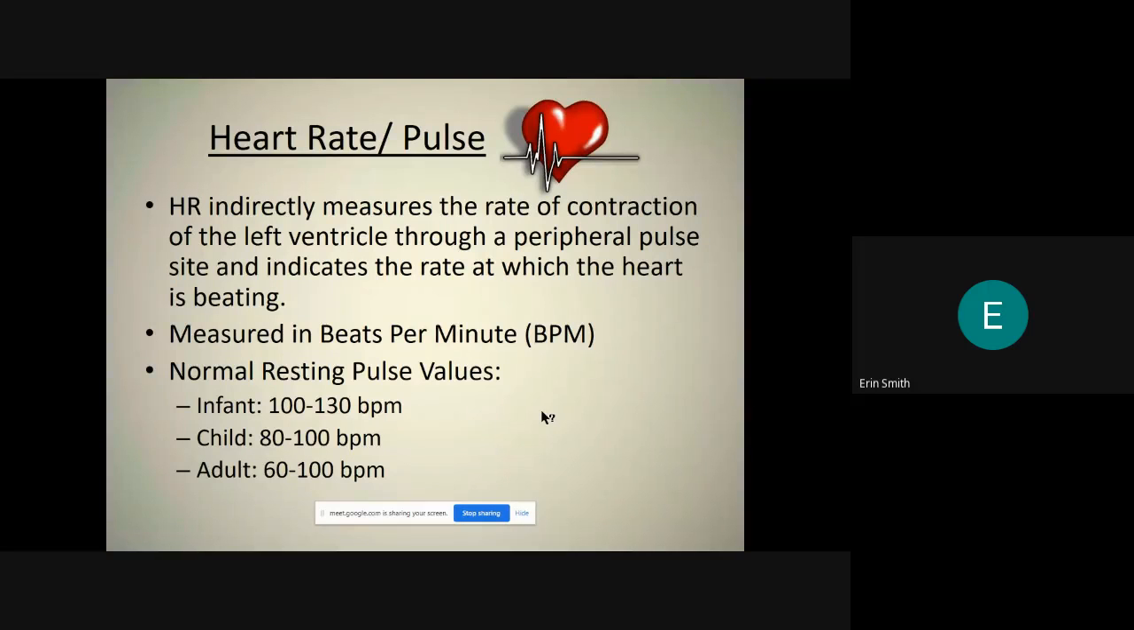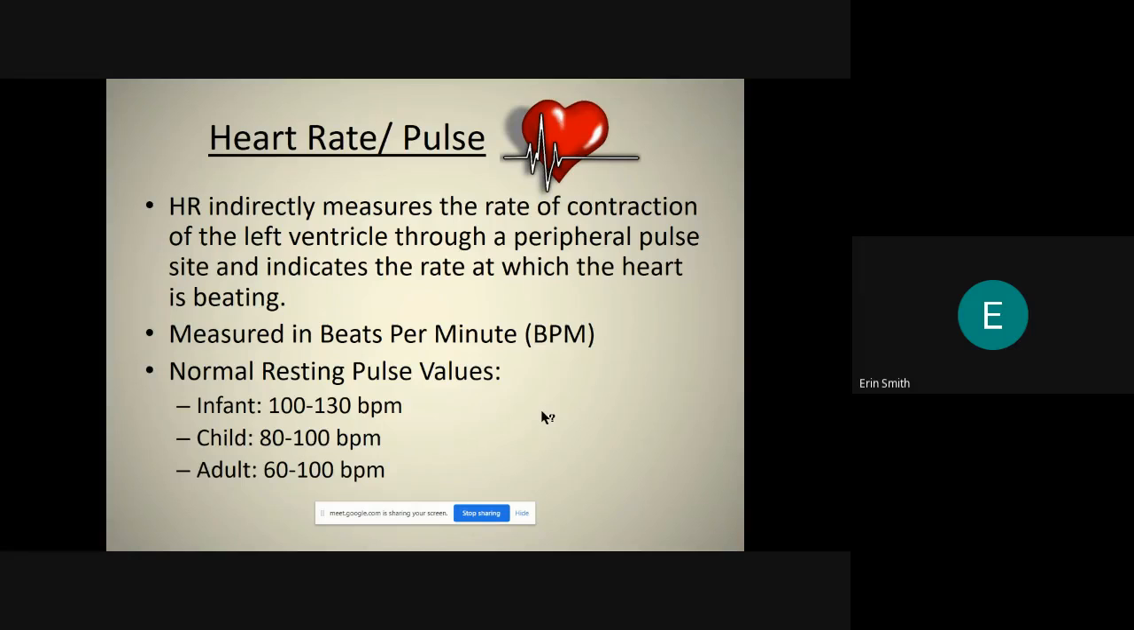So as I'm sure you are very well aware, the heart rate is basically measuring the rate of contraction of the left ventricle, okay? And we measure heart rate in beats per minute. So the normal resting pulse rates for an infant is 100 to 130, child is 80 to 100, and then adult is 60 to 100.